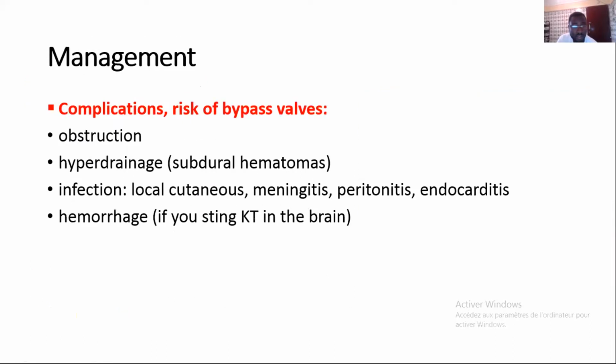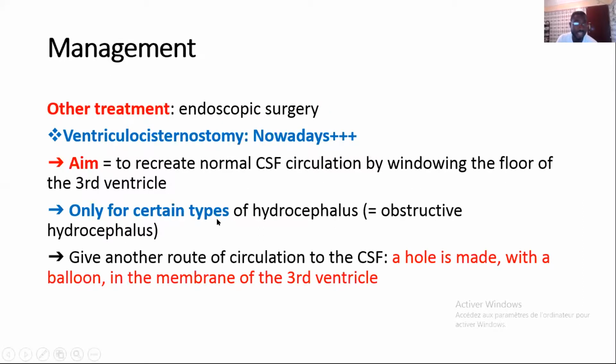The complications and risks of the bypass valve are obstruction of the catheter, of the ventricular catheter or of the peritoneal catheter. We can have hyperdrainage, and subdural hematoma can occur, or infection: local cutaneous, meningitis, peritonitis, and endocarditis. You can have hemorrhage if you puncture the brain with the catheter.